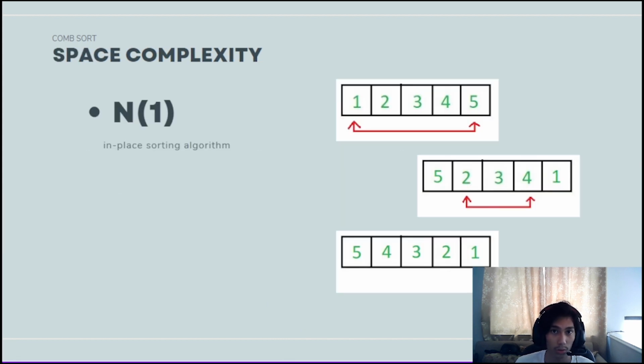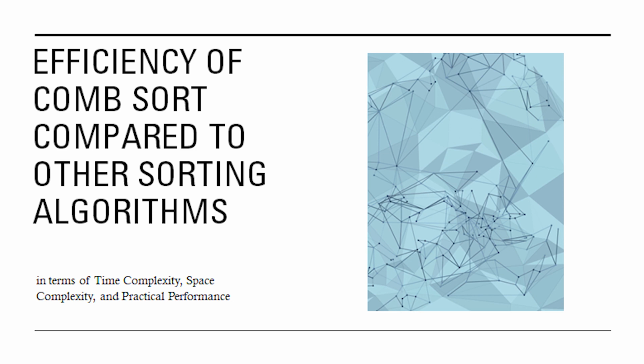of the CombSort is O(1), which means that it is an in-place sorting algorithm and it does not need additional memory allocation that grows with the size of the input array. However, it uses a constant amount of extra memory for variables and temporary storage. Now, we will compare the efficiency of CombSort to other sorting algorithms in terms of space complexity, time complexity, and practical performance.